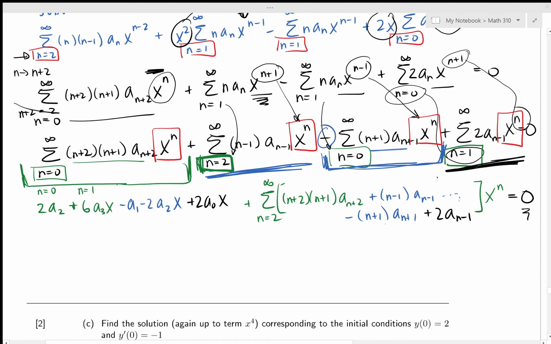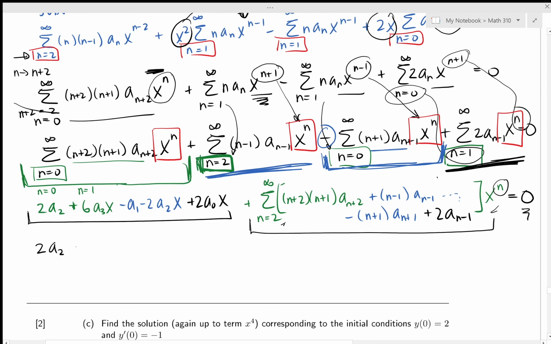There's going to be no constant term from the summation here, because it's starting at 2. So x squared will be the first one. For the constant term, I'm only now looking here. And what is the constant term? The constant term is 2a2 minus a1, and that's going to have to be equal to 0. Then I'm looking at the linear term, also coming from here, and that's going to be 3a3 minus a2 plus a naught is equal to 0.